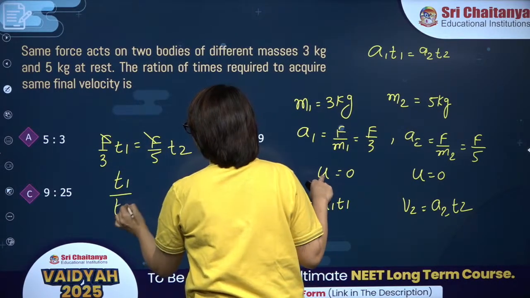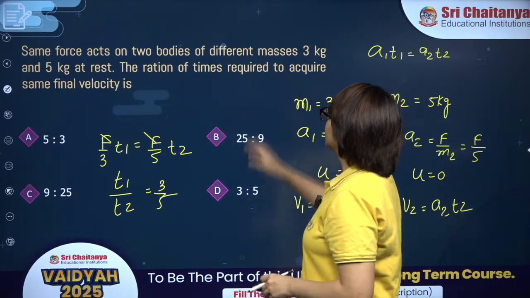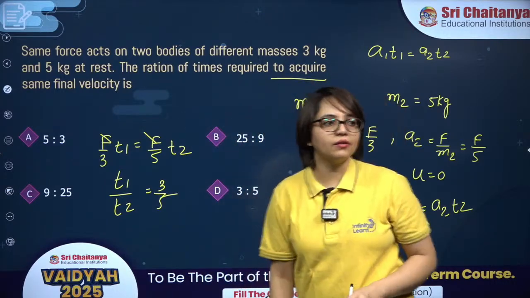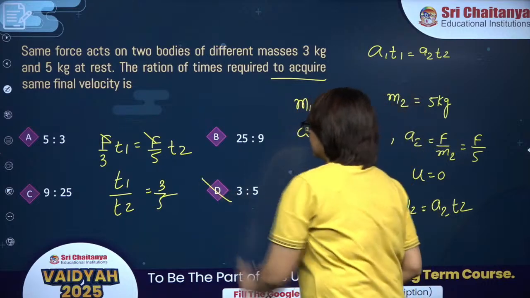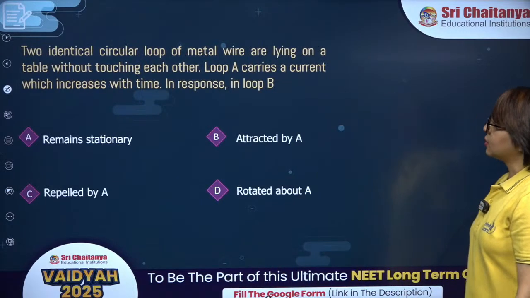So we have T1 upon T2 as 3 by 5. So this is the ratio of time required to acquire the same final velocity for both the particles, 3:5, which is option D. Alright, let's move on to this one.